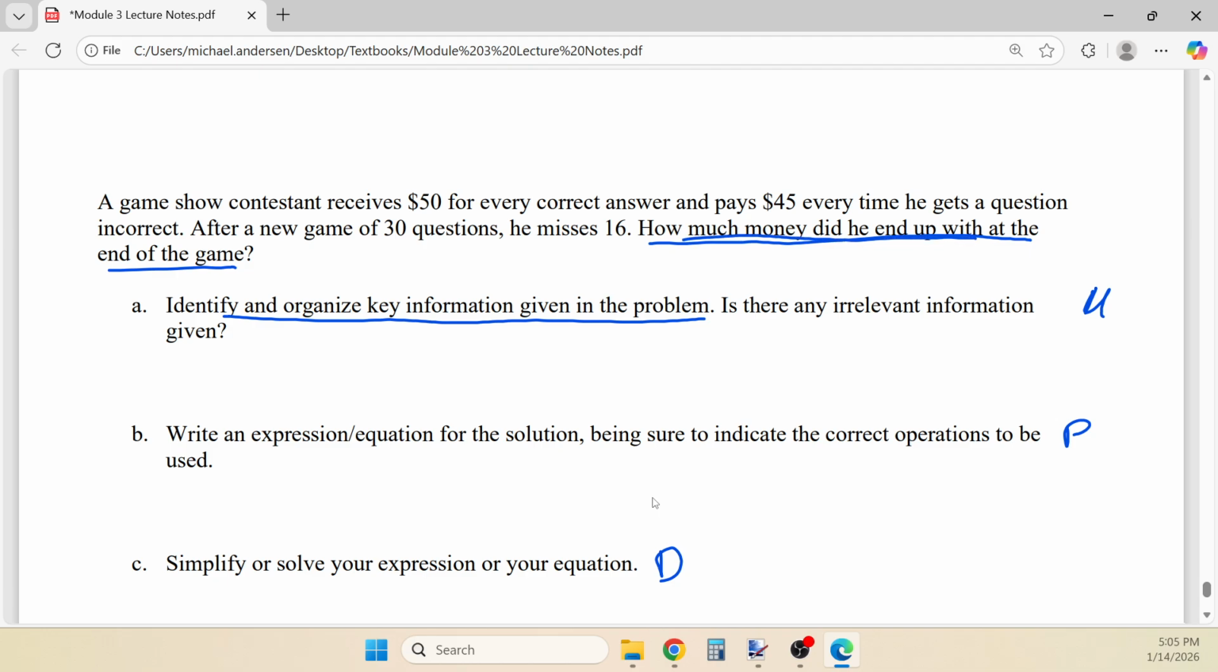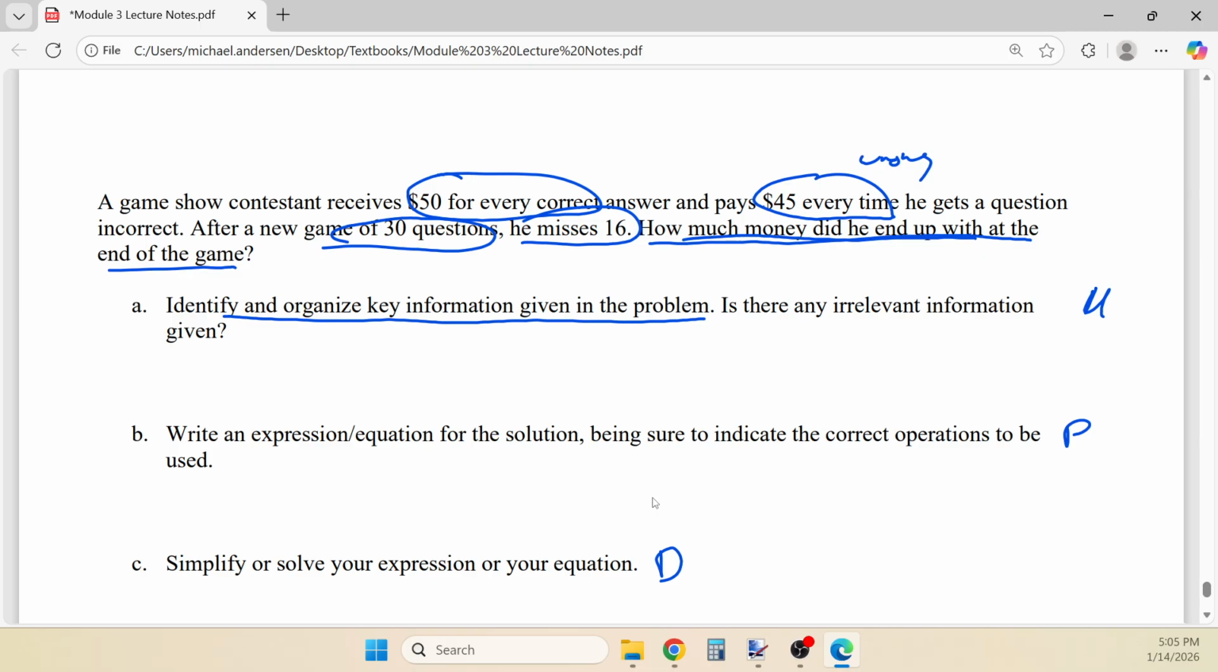So as we read this, we say a game show contestant gets $50 for correct answers. That's money they go home with. That's important to know. And pays $45 when they get an answer wrong. So those are both useful because the money that they go home with depends on how much money they're paid and how much money they lose. After a game of 30 questions, the number of questions is important because they're paid based on the number of questions they get right and wrong. They miss 16. So how much money do they end up with at the end of the game?